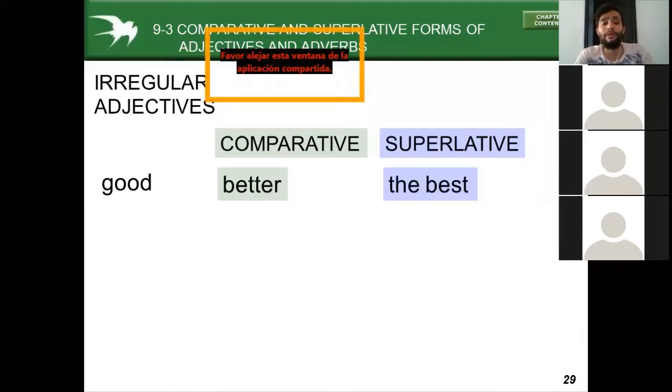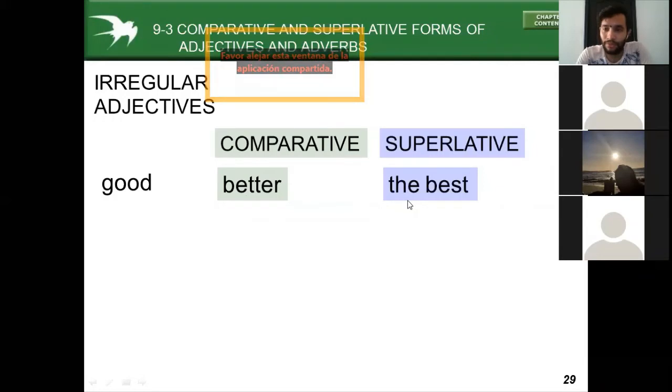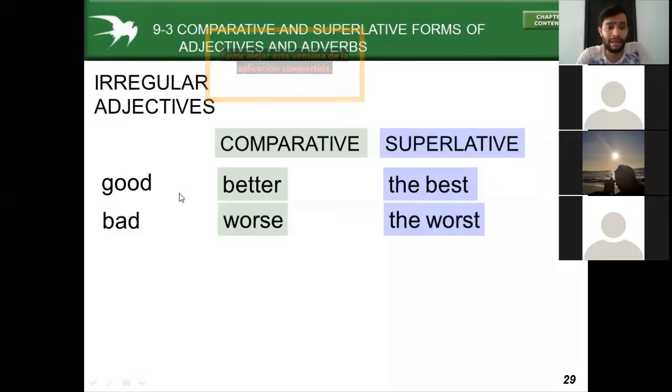And now we have irregular adjectives. In English, we have, I think, 2 irregular adjectives, right? They are good and bad. In the case of good, the comparative is better. And the superlative, the best. You know this. In the case of bad is worse, and the superlative, the worst. Worst, right? Those are the irregular ones.